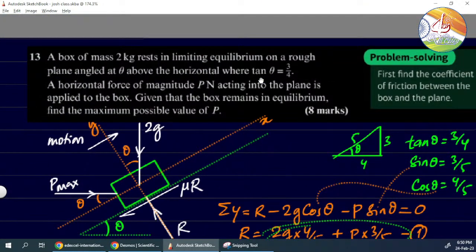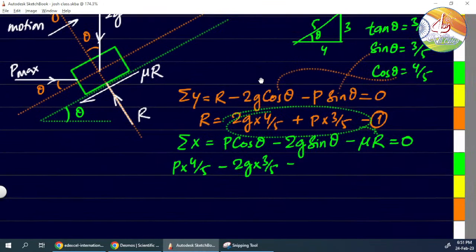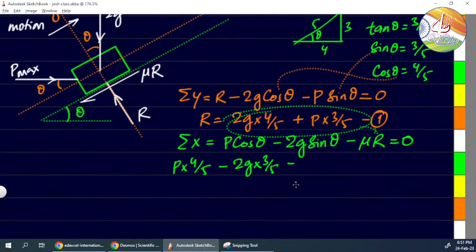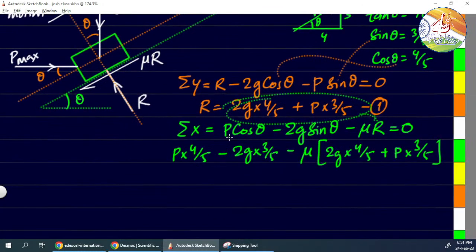Is mu given or not given? Mu is not given. So the coefficient of friction also needs to be found. Let us keep mu as it is. For R, substitute this: 2g into 4/5 plus P times 3/5. Correct? This total should also be 0.